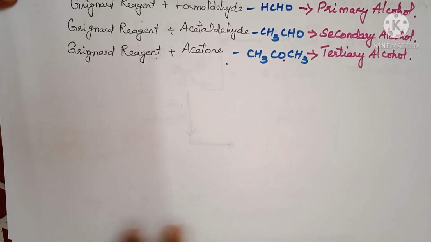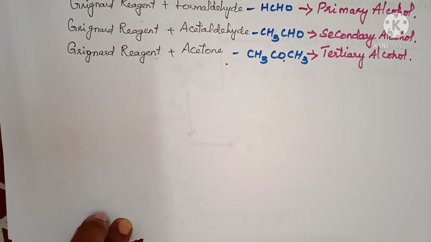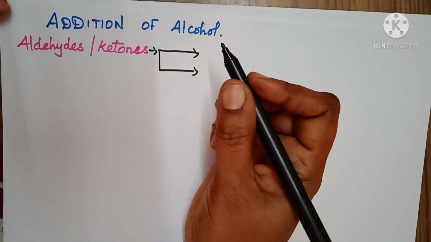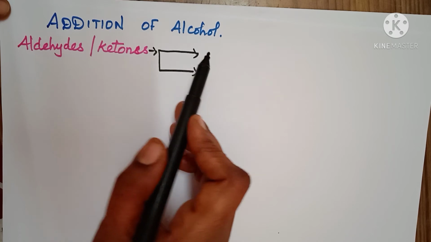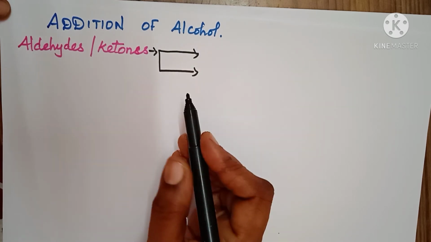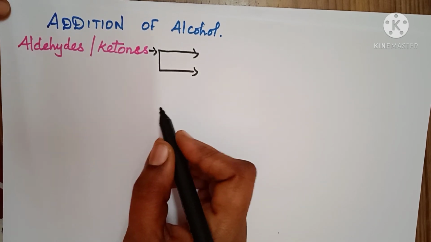This is an exam tip for IIT JEE questions. Suppose they ask, choose the correct answer: Grignard reagent is combined with formaldehyde, we are getting primary alcohol, secondary alcohol, tertiary alcohol, or all of the above. Such kinds of questions you may expect. Just go through it once. The next reaction we are going to see is addition of alcohol, which is very, very important. You just check it over there.